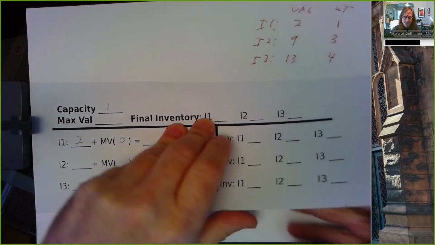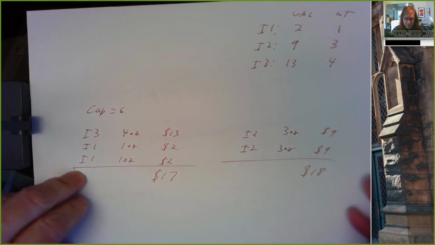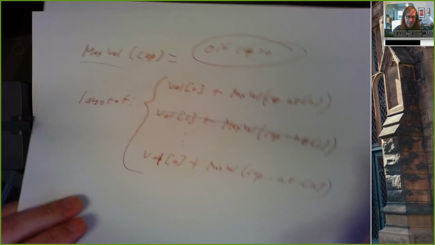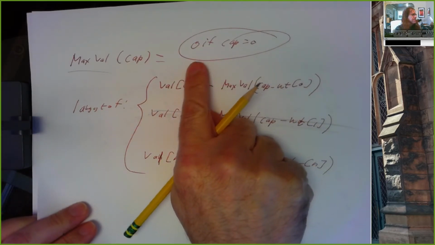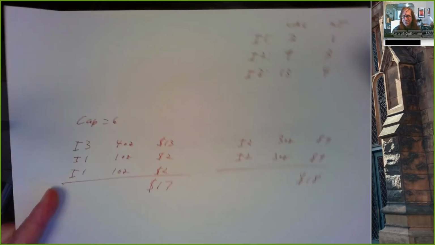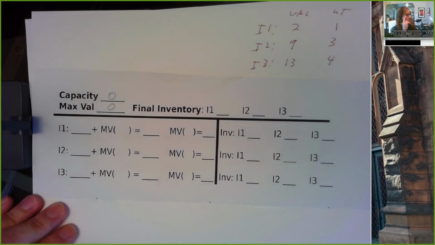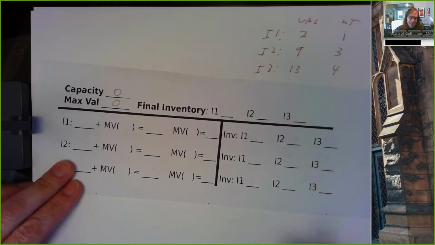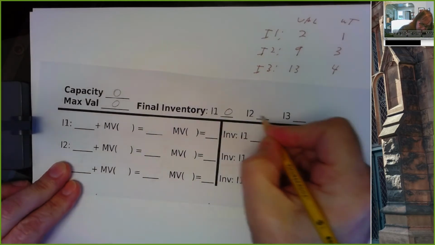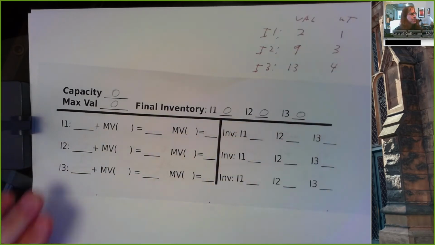Okay, when I make a call to max val of 0, we're not going to recurse. That's going to be a base case. If your capacity is 0, then your max val is equal to 0. So this is going to be calculated without doing any recursion. It's going to be an if statement in the very beginning. And we're also going to report the inventory that you use to get this maximum value is to take none of items 1, 2, or 3.